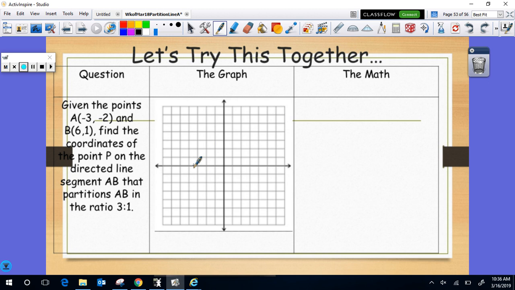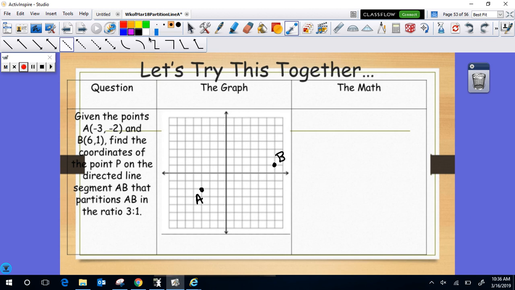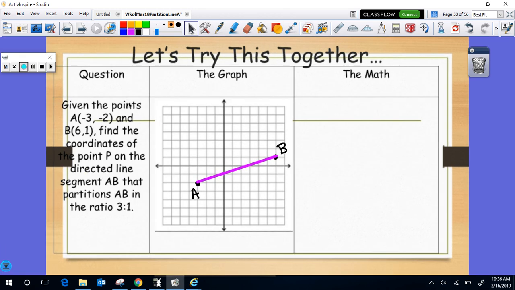So I'm going to go to -3, and 1, 2, 3, and -2. And I'm going to go to 6 and 1. And I'm going to draw my little line here. There's my line. And then from there, I want to partition this in a ratio of 3 to 1.